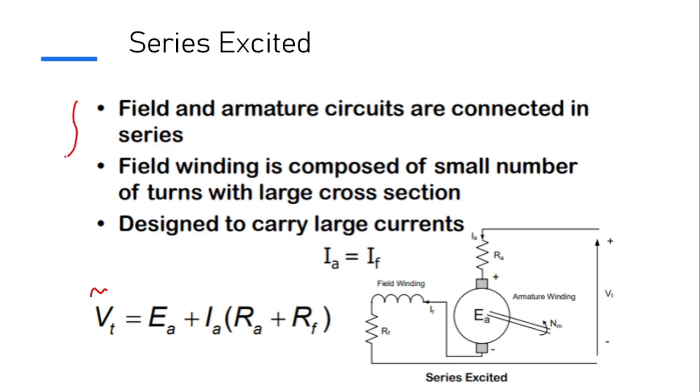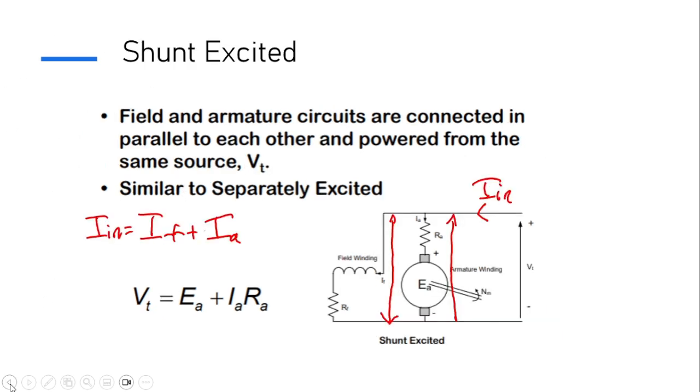So these lines on top here, this one is designed to carry large currents. So that distinguishes that one. And then this one, it basically has two things. So it is in parallel, separately excited. It's similar to separately excited based on the equation itself. That's why I'd say it's similar, right?